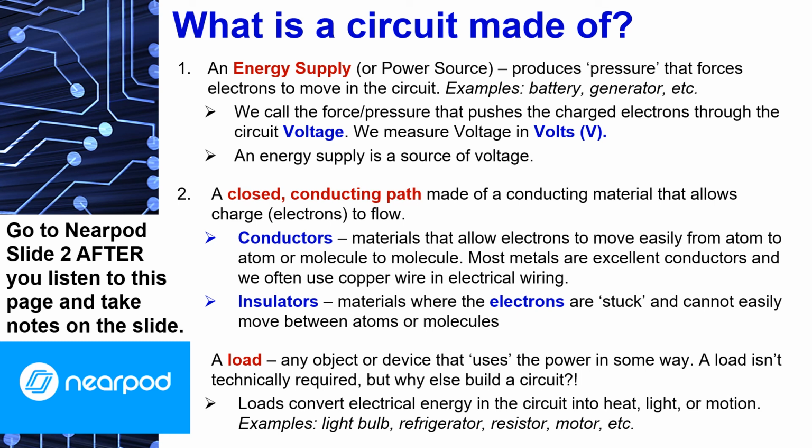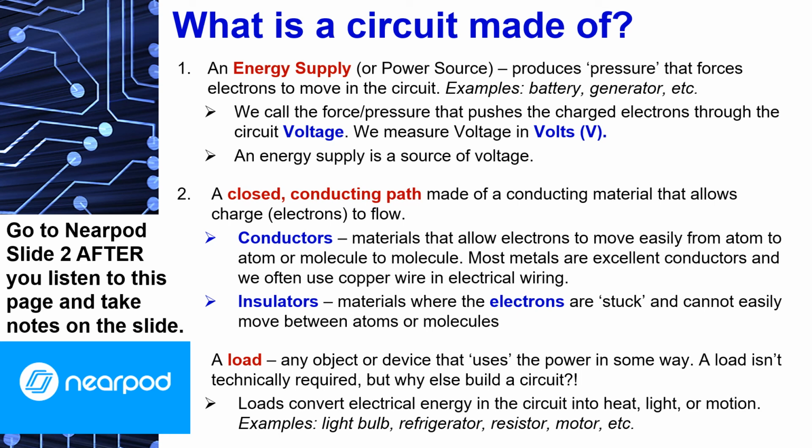Now, those are the two things you absolutely have to have for a circuit. You need an energy supply to push. You need a source of voltage. And then you need a closed conducting path that the electrons can move through. But there's not really any point in having a circuit unless your circuit does something. And that's where we get to number 3.